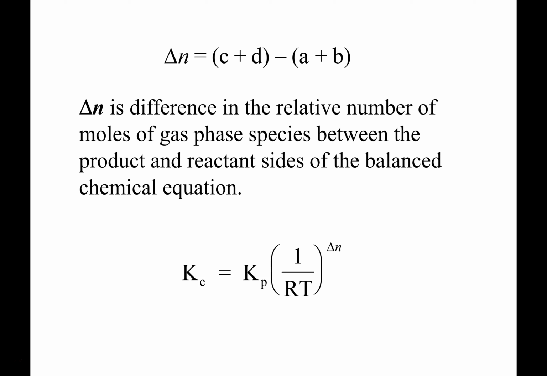So for instance, I'll just throw in a number, like if I have 3 and 1 and 2 and 1, the difference would be, I have delta N, it's equal to 4, because it's the sum of those, minus 3. That's your delta N. And I would plug it in there, and I would come up with my KC, given my KP.